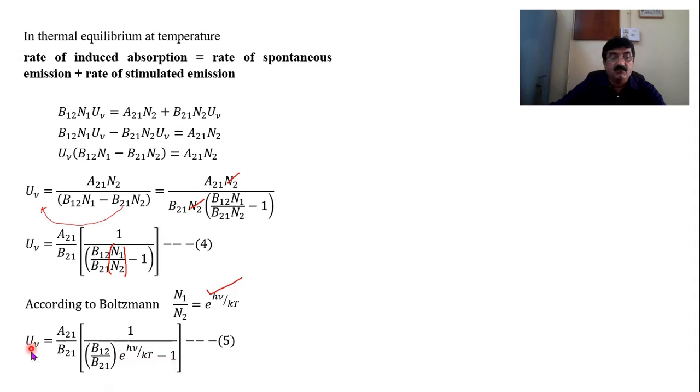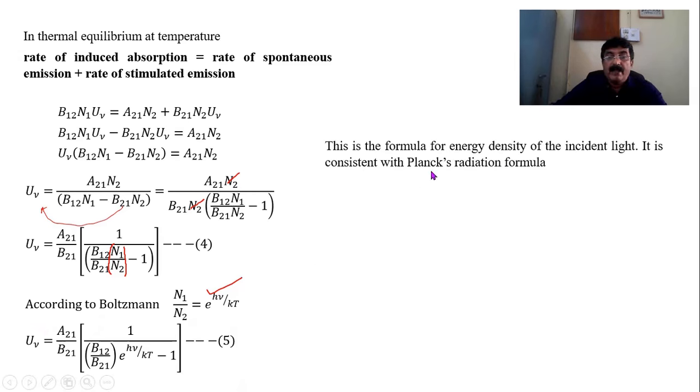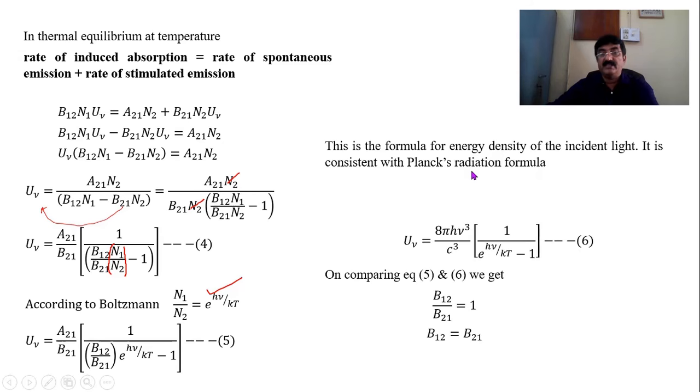This is quite an important equation because it is very similar to Planck's radiation formula. Planck's radiation formula is in this form. See, this is Planck's radiation formula: U gamma is equal to 8 pi h nu cube by c cube into so much, where h is Planck's constant, nu is the frequency of incident radiation, and c is the speed of light. Look, equation 5 and 6 are the same. LHS is U nu, so RHS must be the same.